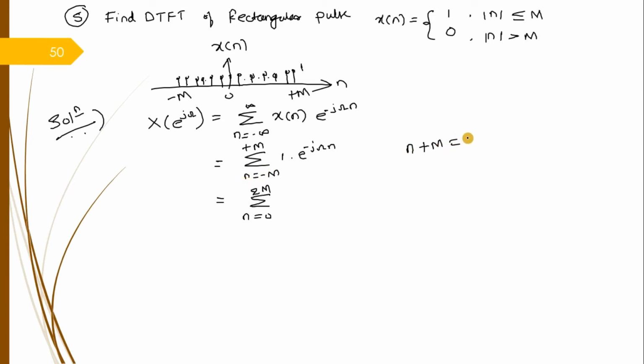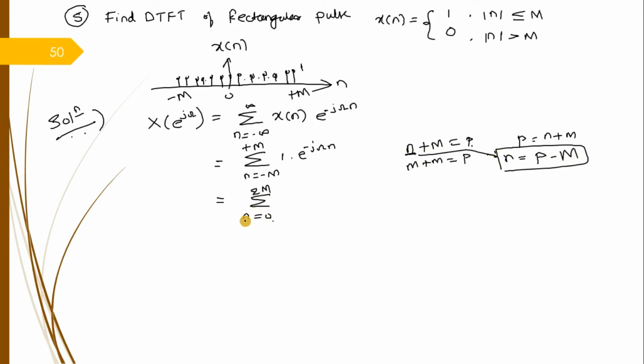So I name it as small m. Let me name it as p. Let us not confuse it with small m, p. So if this is the case, then when n is equal to plus m, it is m plus m, it is p equals 2m. But what is the value of p? p is equal to n plus m. That is what you should remember. So wherever you have n, n is equal to p minus m. That is what you need to substitute.